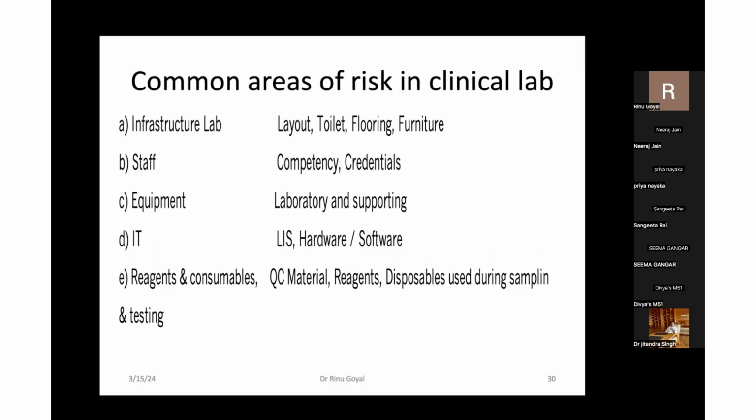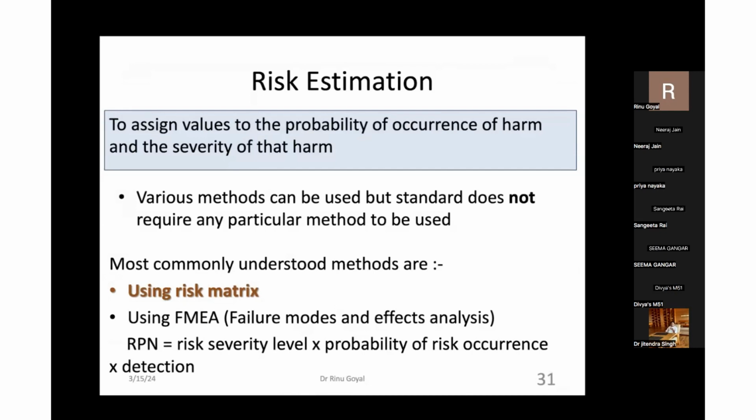IT, the laboratory information system, is not strong. The cyber security is not there. Some hardware issues, some software issues we can expect. The reagents, consumables, QC materials, disposables. Like Dr. Sujata ma'am has told, every vacutainer lot is to be confirmed. The culture bottles, the swabs. So these are the areas where we can anticipate risk situations. Now, the second term was risk estimation. What is that?